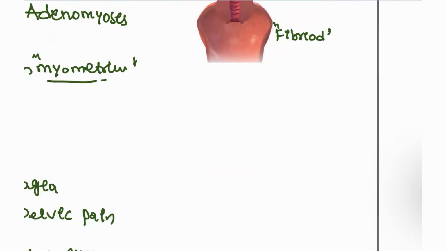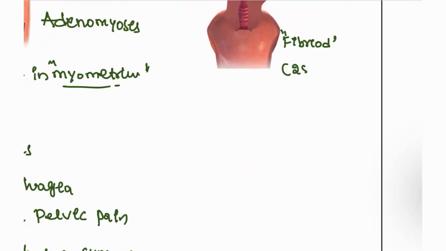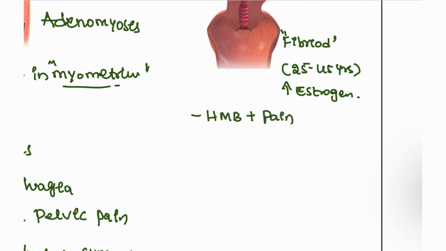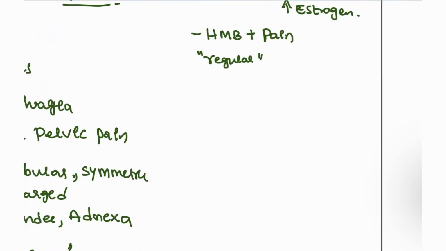Next, this is seen in patients of 25 to 45 years of reproductive age, and it is associated with estrogen. It is an estrogen-dependent tumor, that is the fibroid tumor. The patients usually have heavy menstrual bleeding. Along with that, the patient will also have pain. Every cycle, all the cycles will be regular, and regular cycles will be associated with heavy menstrual bleeding. That is the first thing.